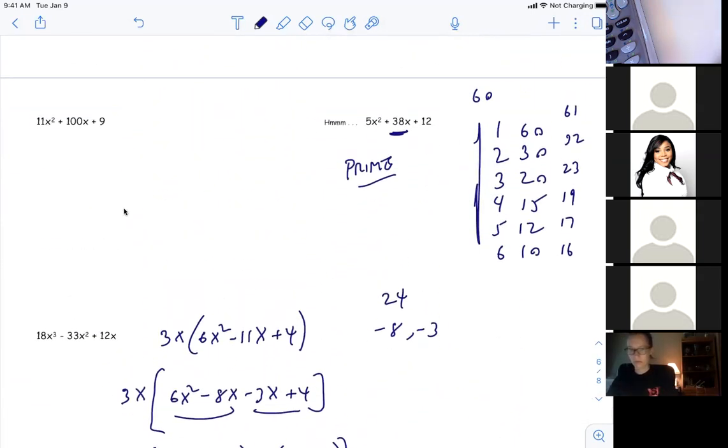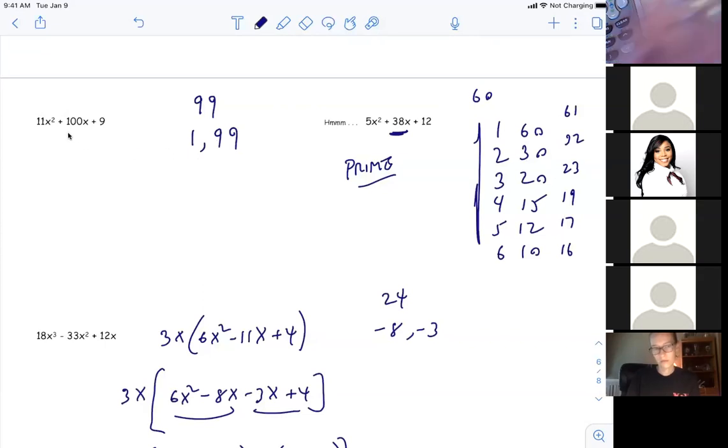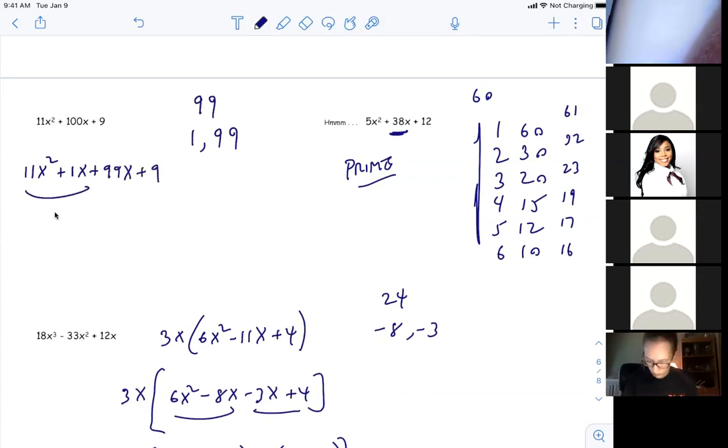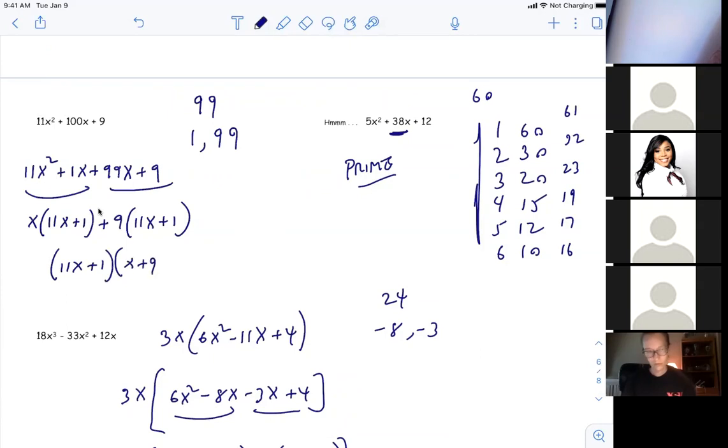Oh, this one. AC here would be 99. And 1 and 99 add up to 100. That goes pretty quickly. All right, 11x squared plus 1x plus 99x plus 9. And the common factor here would be x. We write x times 11x plus 1. Common factor here is 9. We write 9 times 11x plus 1. And writing out the answer, it would be 11x plus 1, x plus 9.